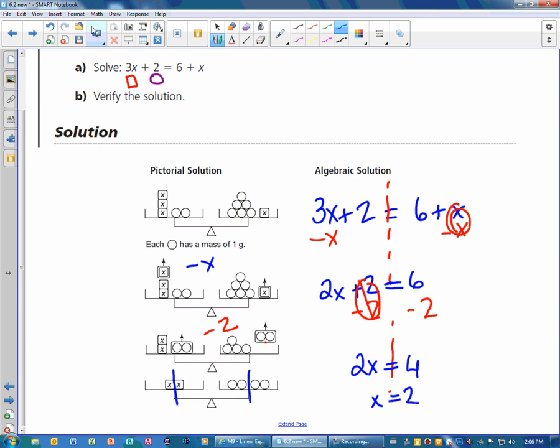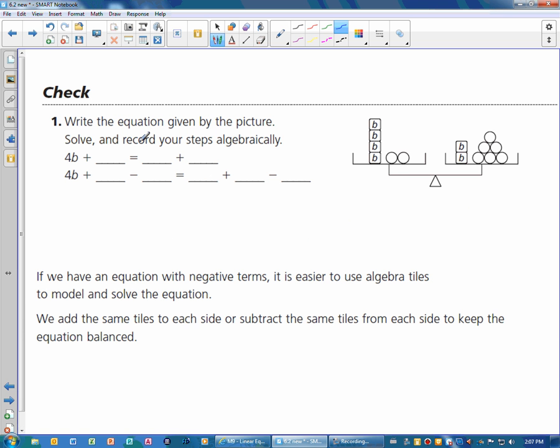And let's give it a try in the check here. It says write the equation given by the picture, solve and record your steps algebraically. So I'll pause for you to try this on your own, and then you can come back and see if you got it right. Okay, so notice over here there's a 4b. That's represented by these 4 squares. So we have 4b, and then we have plus 2 is the same as 2b's. And then I have 1, 2, 3, 4, 5, 6.